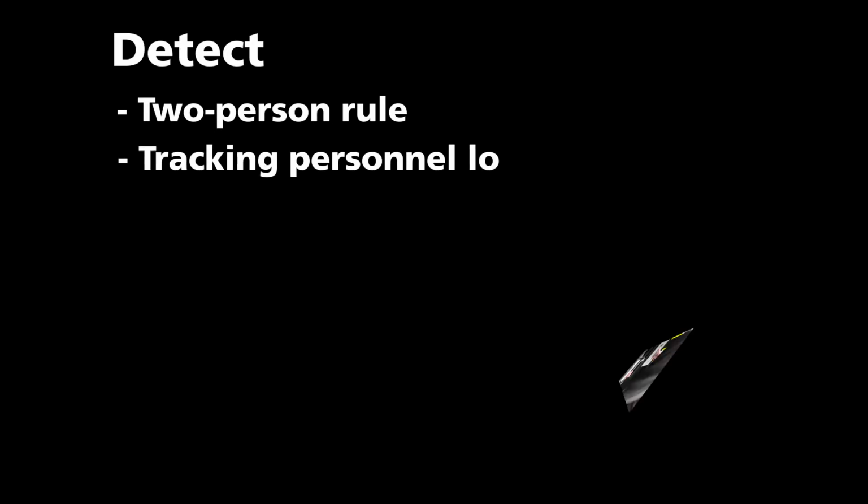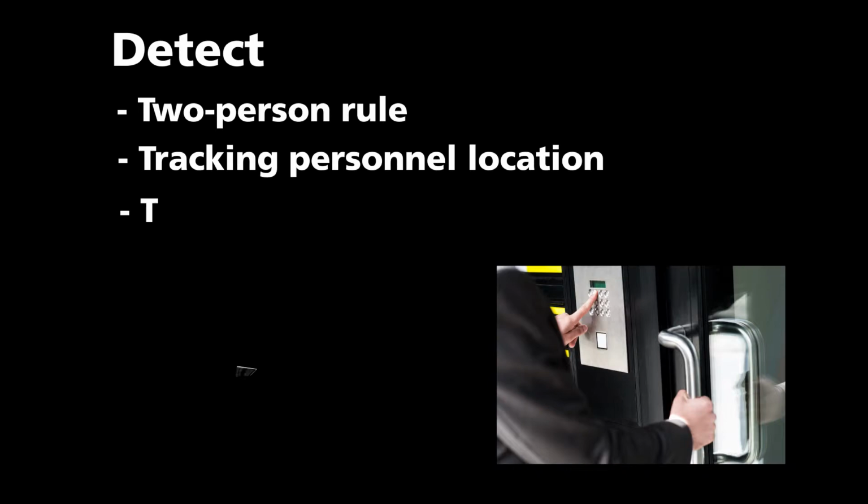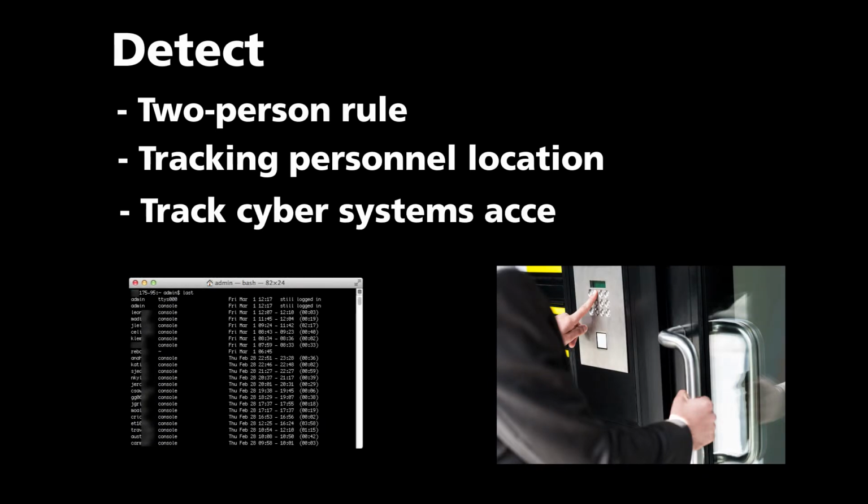One method of combating this is through the implementation of the two-person rule. In monitoring a specific area, this rule requires that at least two people are present to verify that all necessary actions are conducted as authorized. Another method of detection is through tracking the location of personnel within a facility or through logging into cyber systems. This not only protects against malicious intent, but also is helpful information to trace events if an attack were to occur.